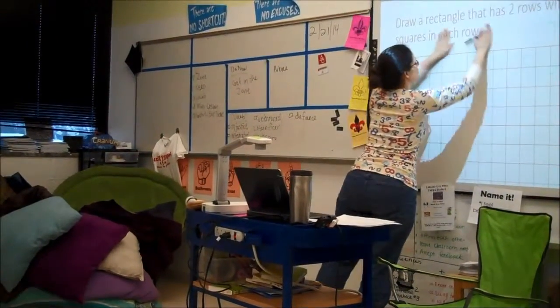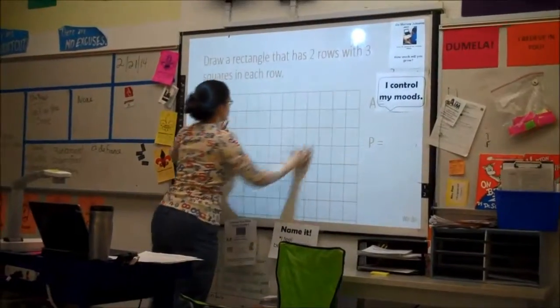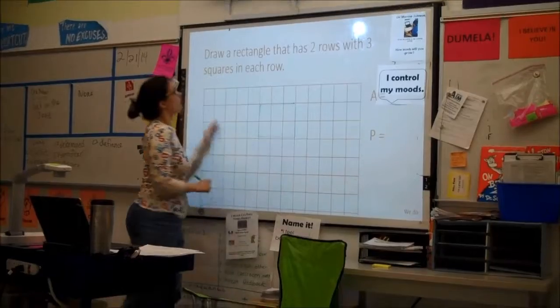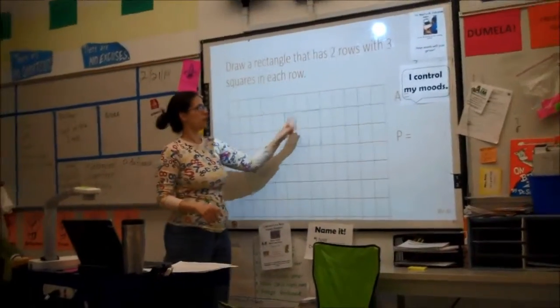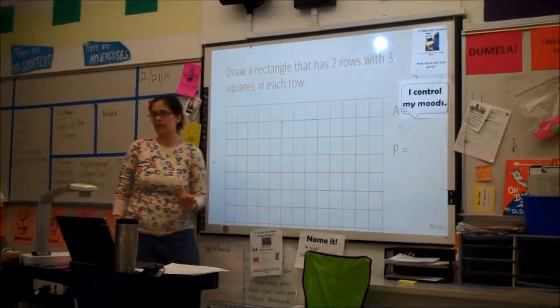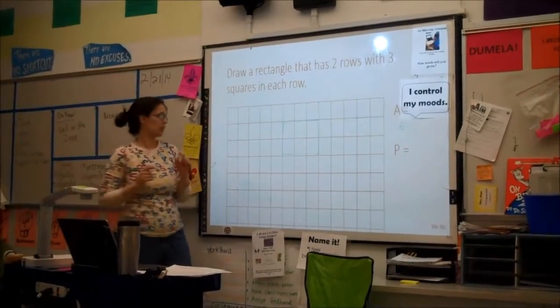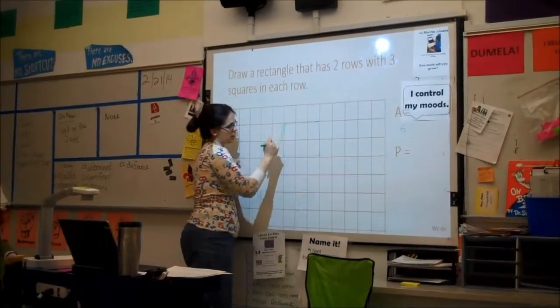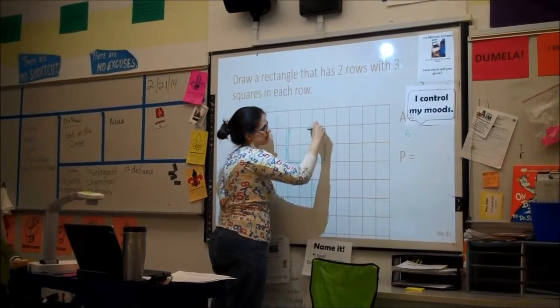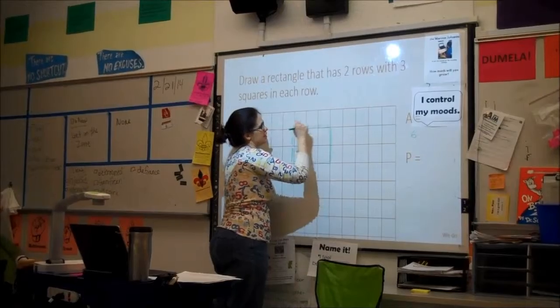2 rows, 3 squares in each row. The area is 1, 2, 3, 4, 5, 6. That's old news. This is perimeter. This is different. For the perimeter, I'm going to go 1, 2, 3, 4, 5, 6, 7, 8, 9, 10.